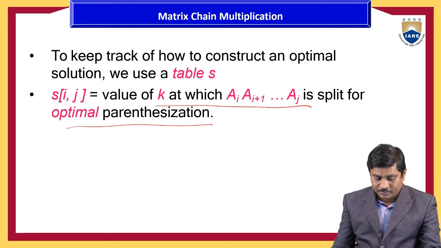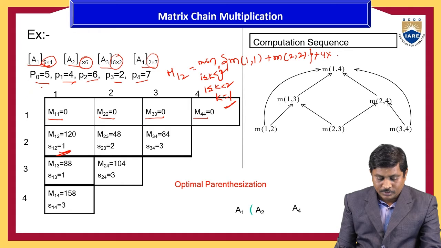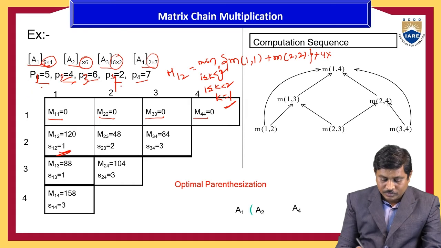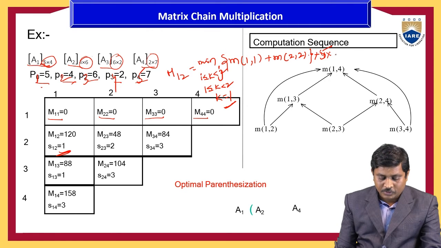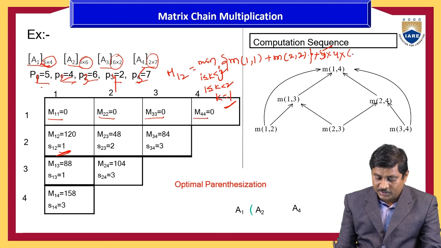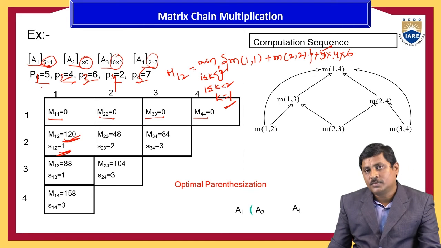Pi means the I value is 1. P1 value is 5, that means the values are P1, P2, P3, P4, P5. Pk plus 1, P2 value is 4. Pj plus 1, P3 value is 6. So 5 into 4 is 20, plus 6, that is 120.